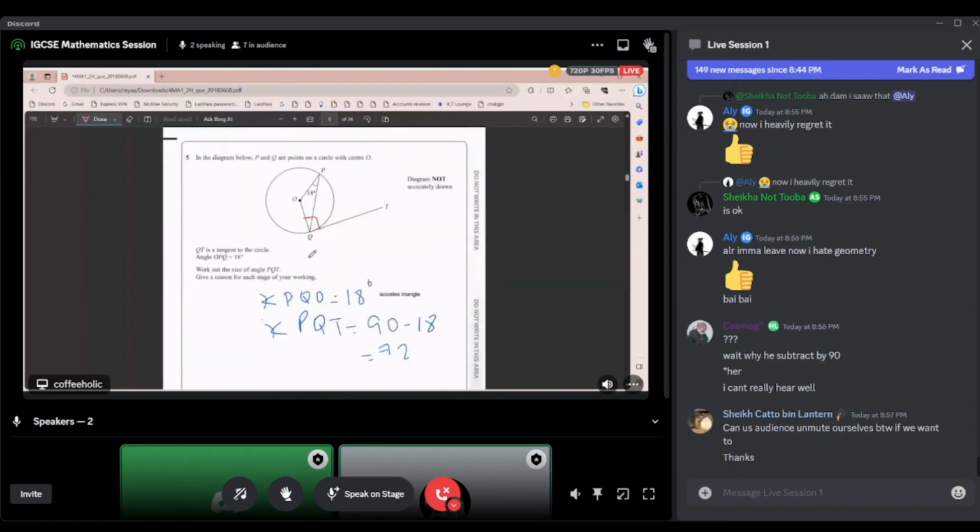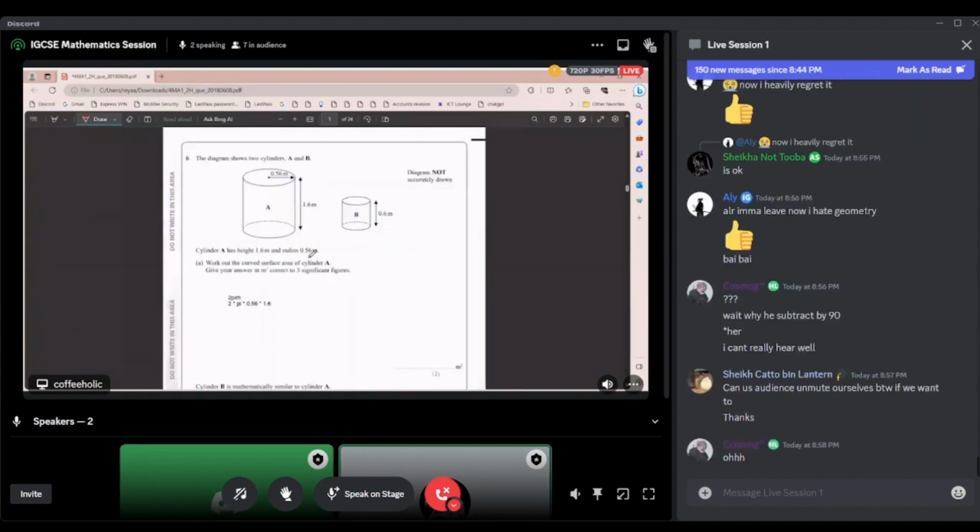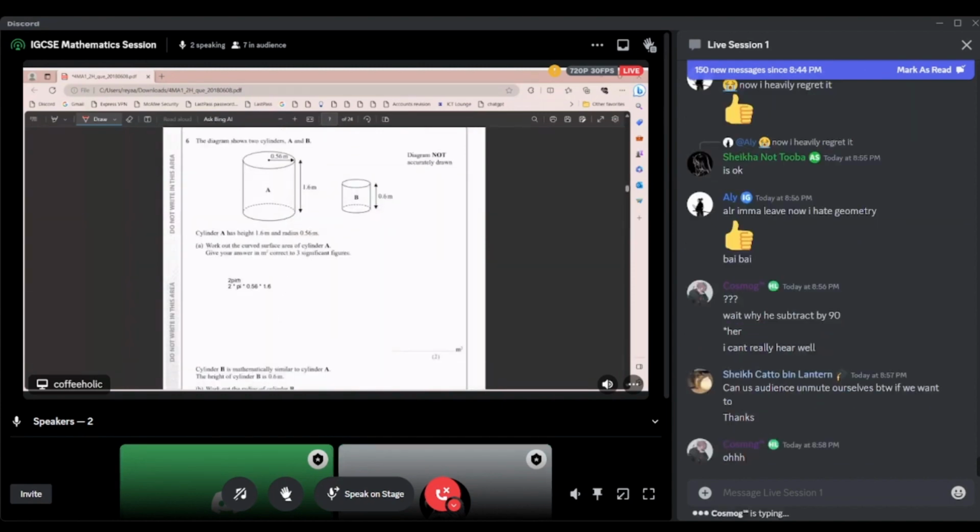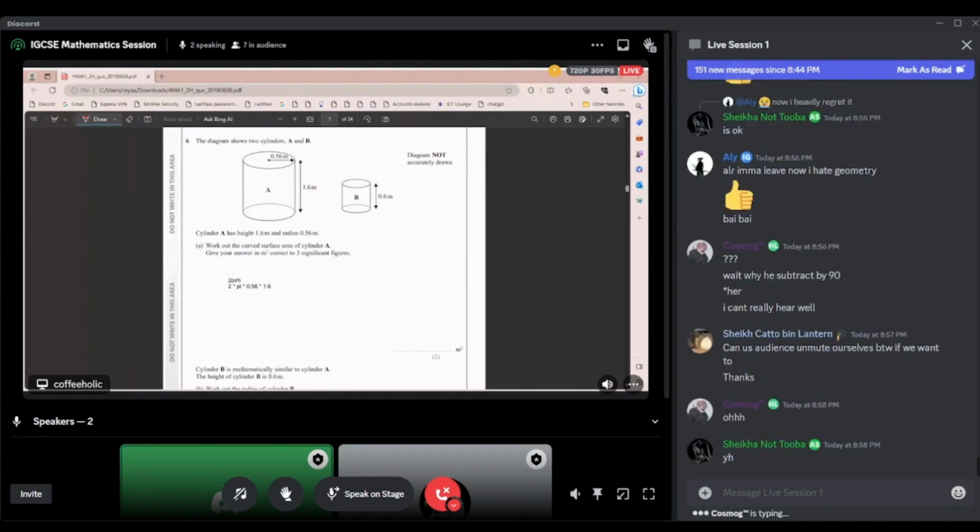That's 90. So is this question clear to everyone? The circle theorems are very important if you're doing Edexcel. They come up very often, and it's essential to actually know the circle theorems and how they work, and get as much practice as you can so that you're confident with it when you attempt questions like these.